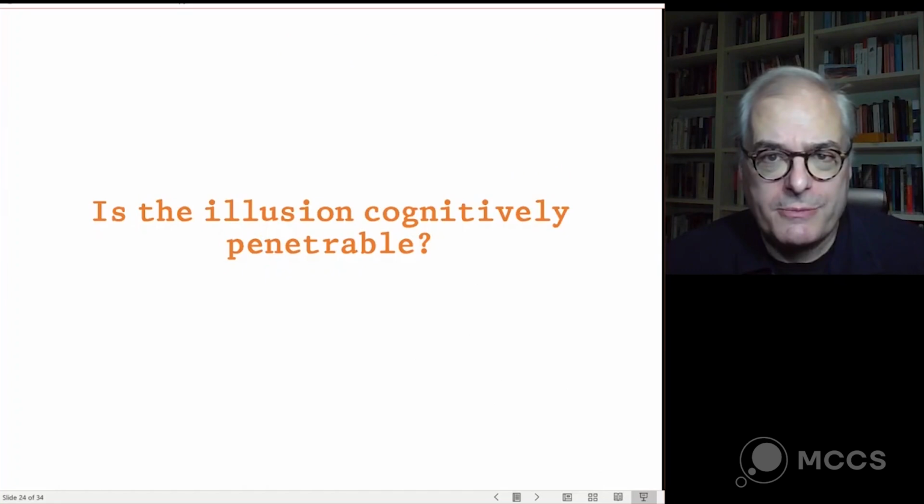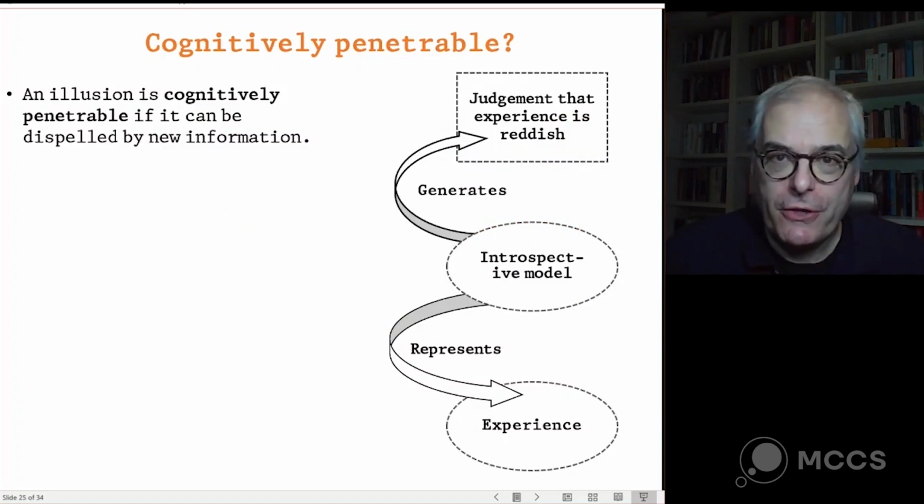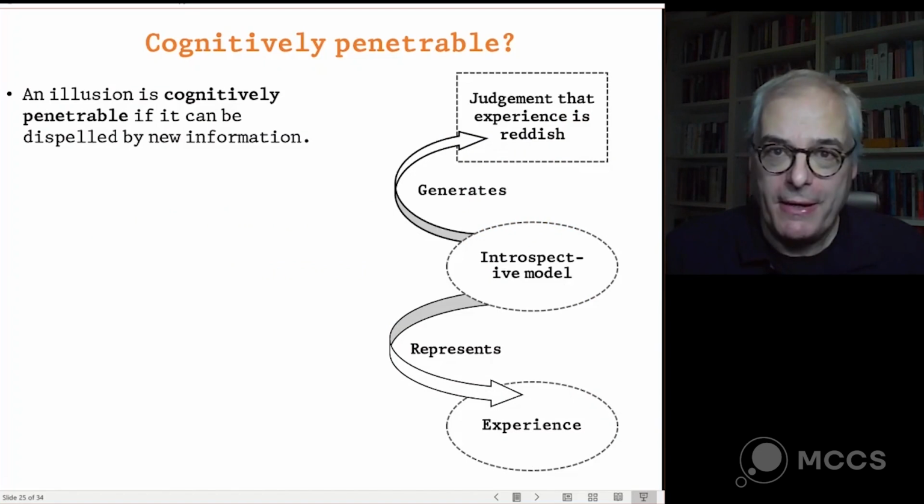Okay, let's move on to another question now. Is the illusion cognitively penetrable? Let me explain what that means. To say that an illusion is cognitively penetrable is to say that you can make it go away, you can dispel it by getting more information about what it is that you're seeing, if it's a visual illusion.